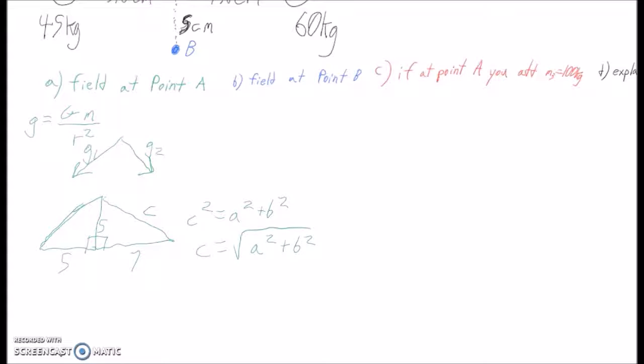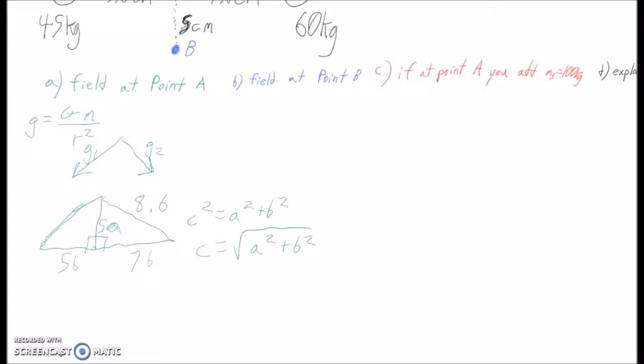So you can make this c, or you can make this c, and then this will be a, and this will be b, or this will be a, and this will be b. Okay, so I'm just going to plug that in to get the c on both sides. So square root of 5 squared plus 7 squared. So this is of the right side here. Changing it to answer, 8.6.